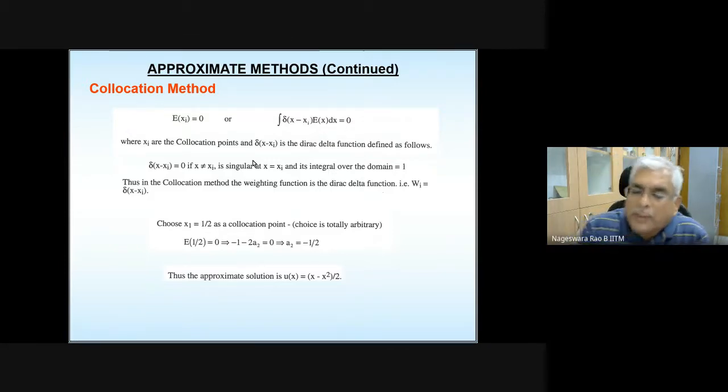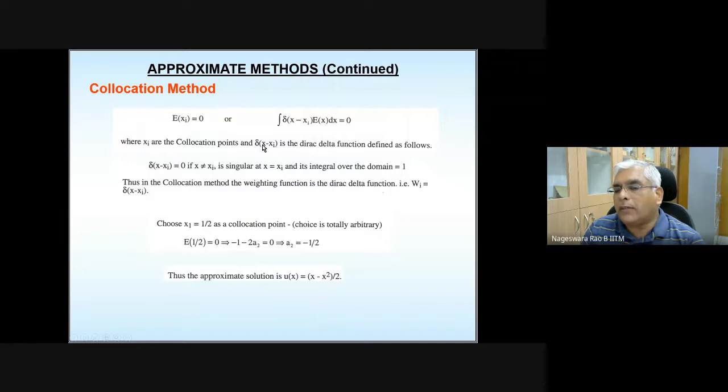In this particular problem, the domain is 0 to 1, and you can select any point in the domain, including 0 and 1, and force the error at that particular point to 0. This equation, a function evaluated at xi equal to 0, can be written in this manner. You go back to the Dirac delta function properties. The Dirac delta function is denoted like this: delta x minus xi.